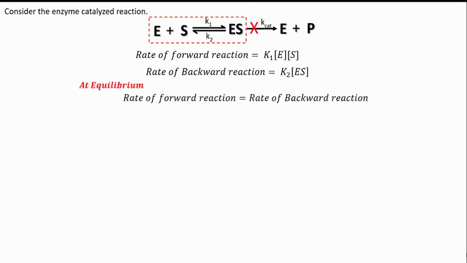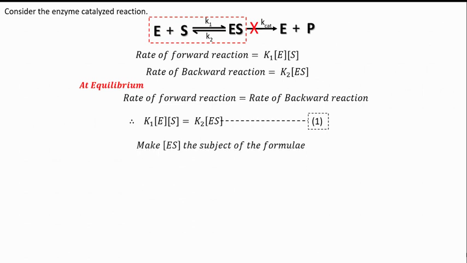Now, at equilibrium, we say that the forward reaction is equal to the backward reaction. So if that is the case, it means that K1 E multiplied by S is equal to K2 ES. Now, making ES the subject of the formula, you arrive at ES being equal to K1 multiplied by E multiplied by the concentration of S, divided by K2. Each time I go fast, you can always pause the video to get the point, or you can always rewind it.